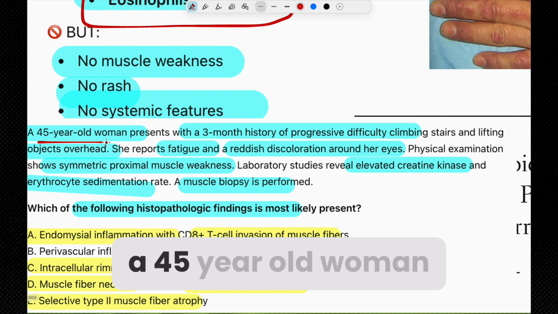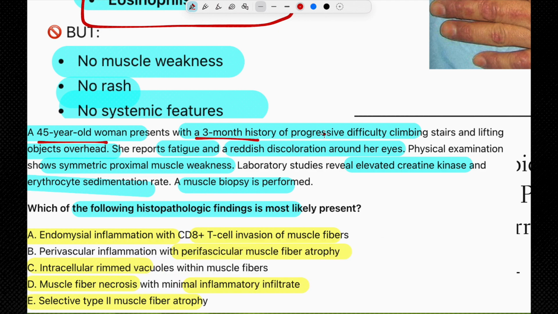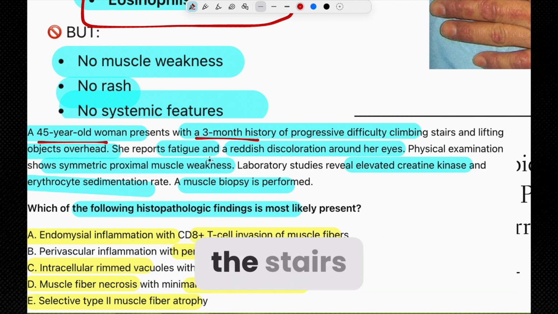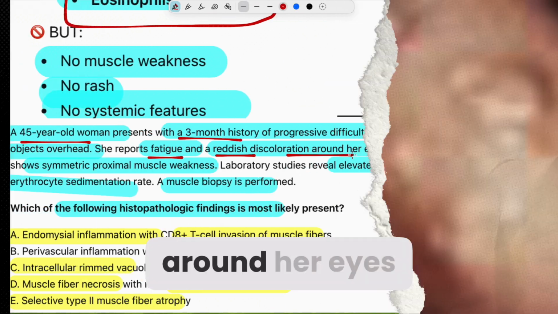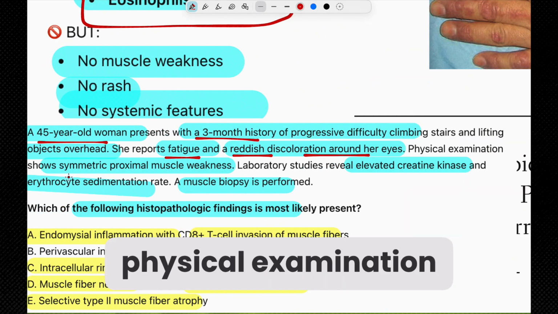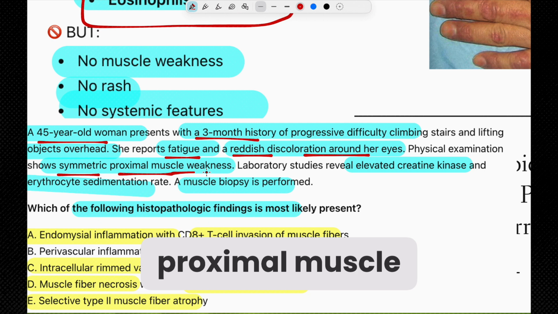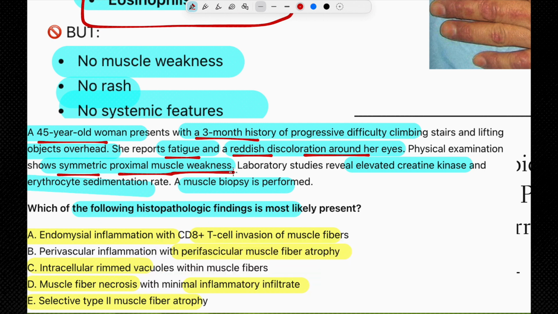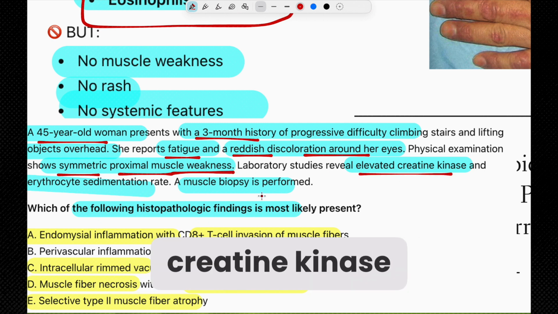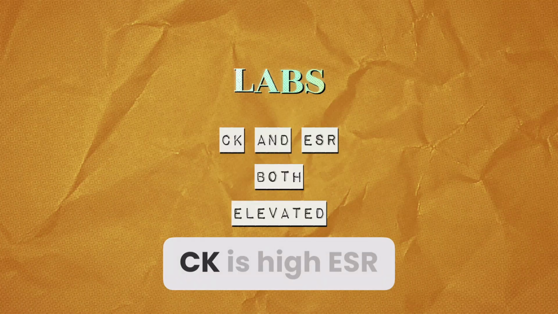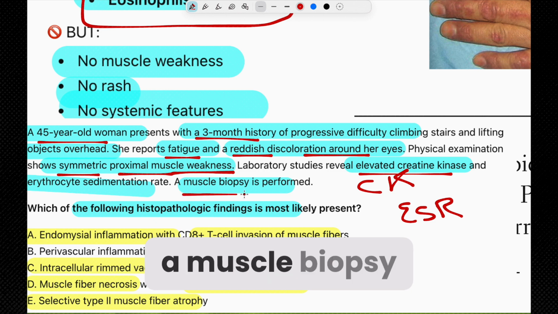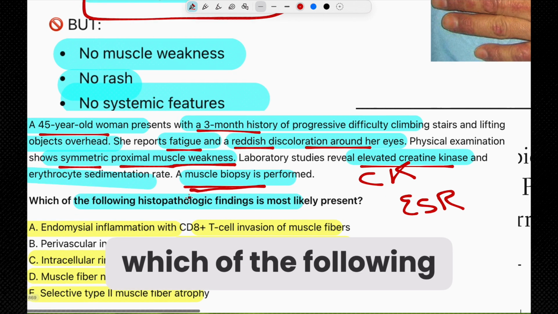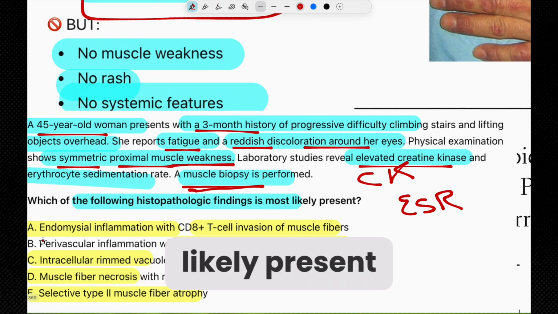So our question: a 45-year-old woman presents with a 3-month history of progressive difficulty climbing the stairs and lifting objects overhead. She reports tiredness and she reports a reddish discoloration around her eyes. Physical examination will show symmetric proximal muscle weakness. Labs will show elevated creatine kinase. So you will see CK is high, ESR is high. And we are going to do a muscle biopsy here. Which of the following histopathological findings is most likely present?